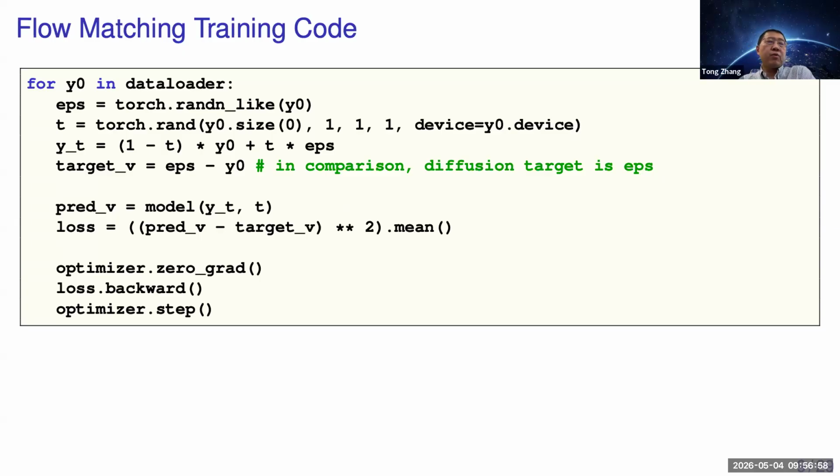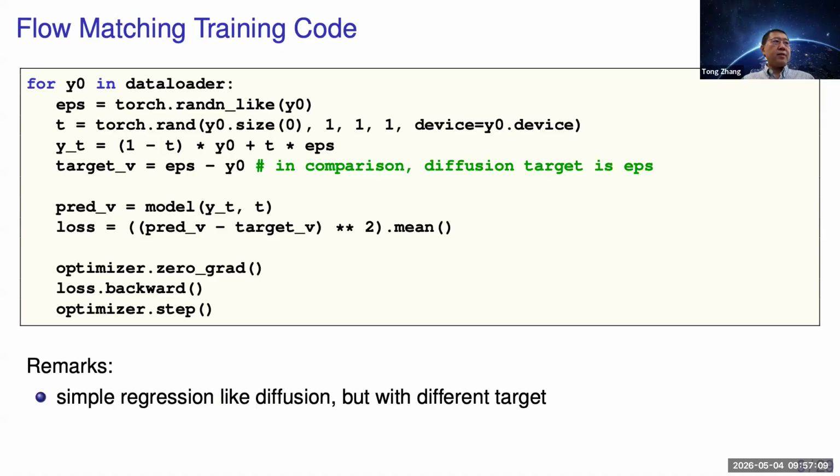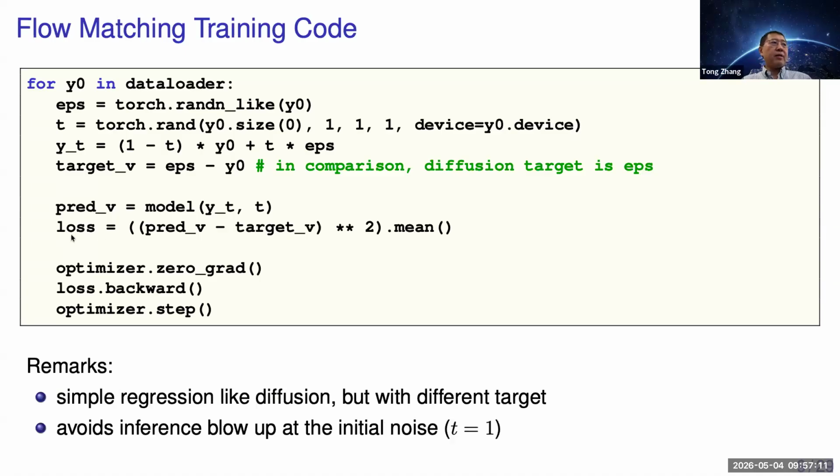And again, it's a regression target, similar to the diffusion model, so it's pretty stable. It's easy to learn because we know how to learn regression, right? So basically that's all it is. It's a different target and avoids the infinite blow up. This is the key, and the inference is simple.